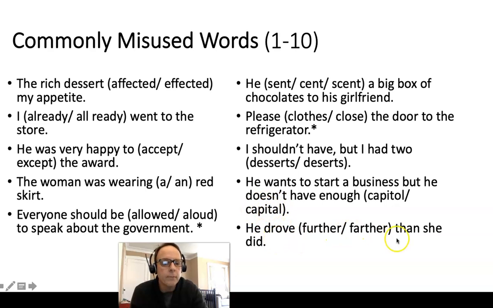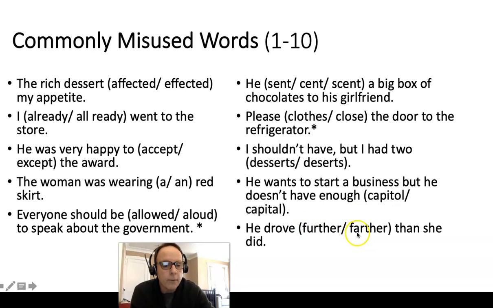He drove further or farther than she did. A lot of people will choose further on this. It's often confused. Like I said, these are commonly misused, not rarely misused. They're commonly misused. Further, for a lot of people, sounds more academic than farther. But there is a difference in the meaning.